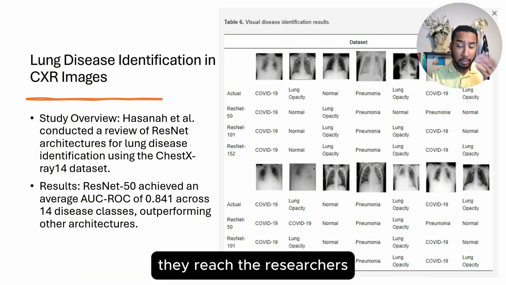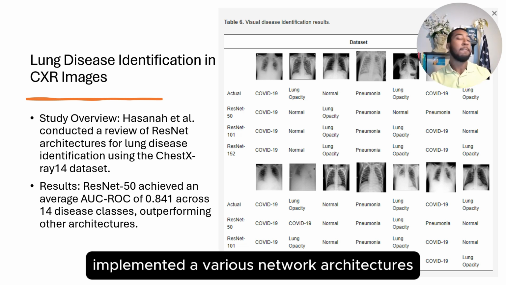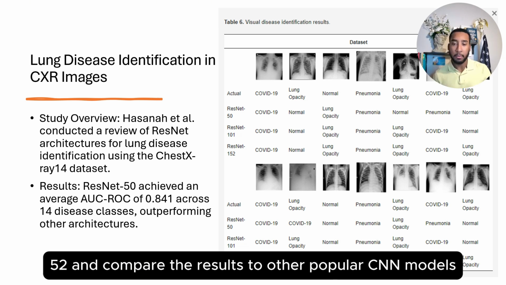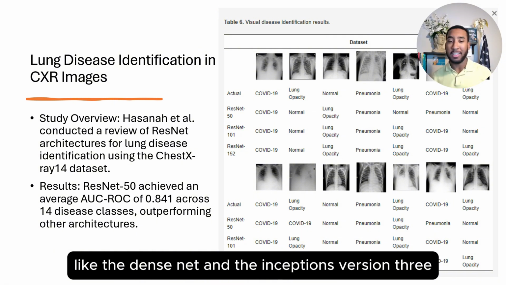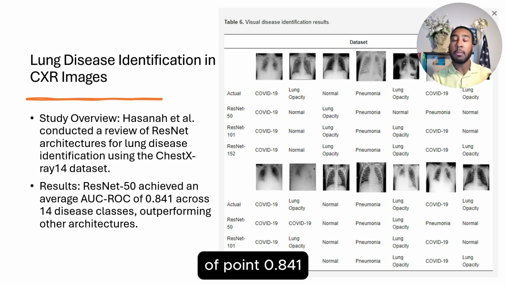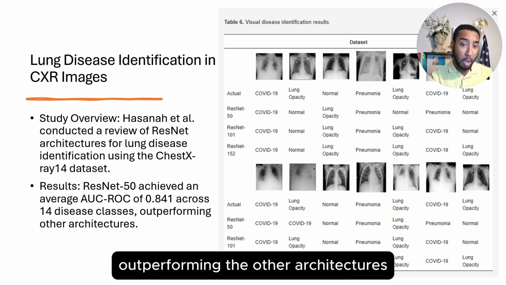This presents a challenging multi-label classification task, but ResNet models demonstrated impressive performance. The researchers, like Hassana and their team, implemented various network architectures, including ResNet 50, ResNet 101, and ResNet 152, and compared the results to other popular CNN models like DenseNet and Inception version 3. The ResNet 50 model achieved an average AUC ROC of 0.841, or 84%, across all 14 classes, outperforming the other architectures.